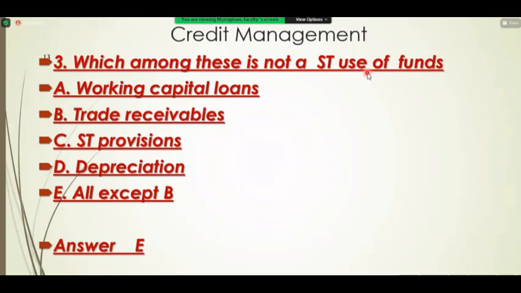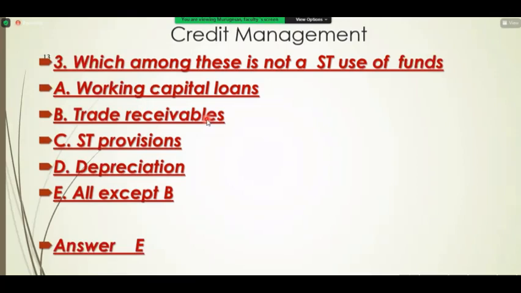Now, analyze each item. Working capital loans is not a use, it's a source. So A is also applicable. They are asking which is not a ST use. You have to identify the ST use, and all others are not. This one is not a ST use. This is a ST use, short-term use.